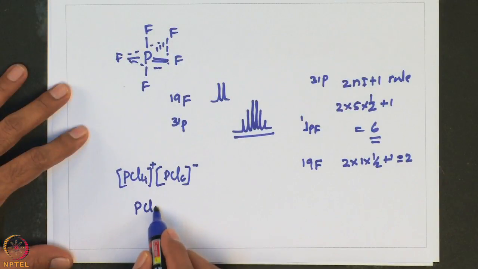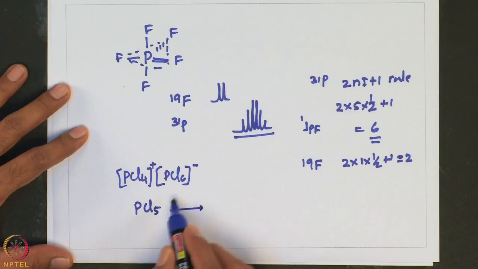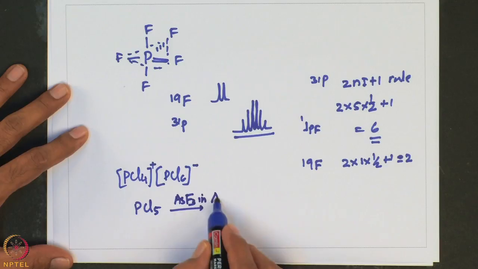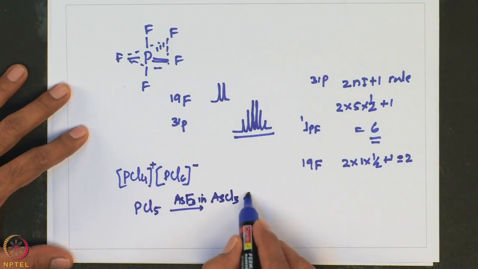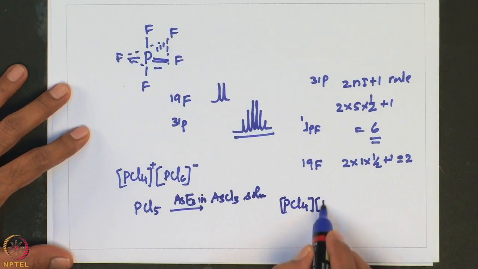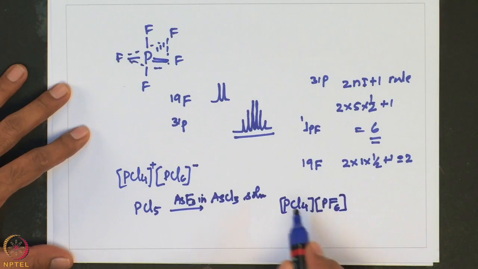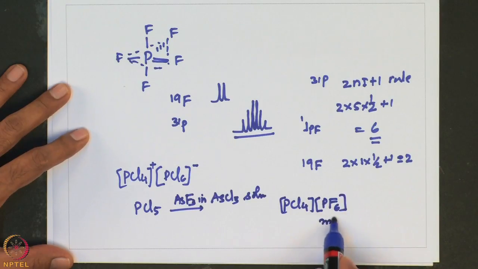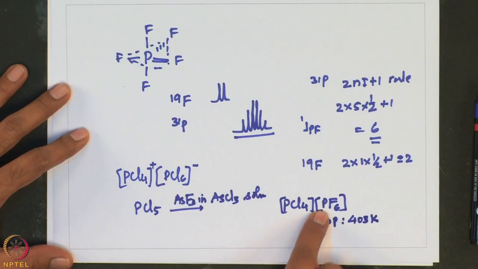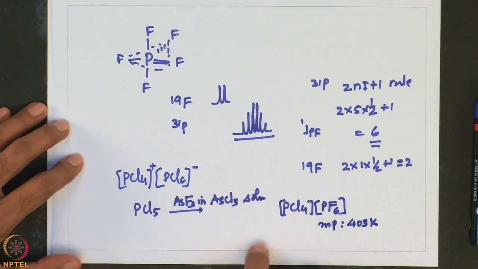And of course, when PCl5 is reacted with AsF3, fluorination occurs for the octahedral phosphorus. That means, when PCl5 is reacted with AsF3 in AsCl3 solution, what it gives is PCl4 plus and PF6 minus, and the melting point for this one is 403 Kelvin. So, fluorination occurs for the octahedral phosphorus.